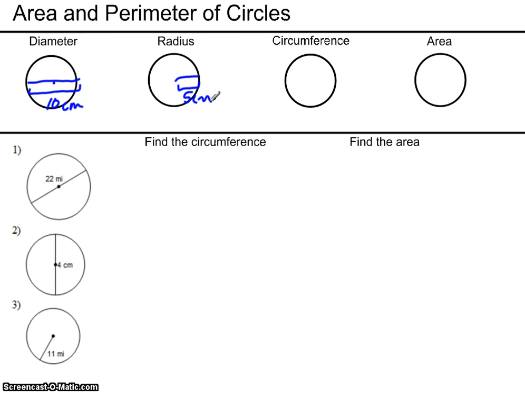Now remember, the radius is the same length all the way around because the definition of a circle is the set of all points equidistant, the same distance from the center. So no matter where you have the radius, it's always 5 centimeters. Now, the circumference is the length of the outside edge of that circle. So for example, the length from here all the way around the circle and back to the same place. That's your circumference.